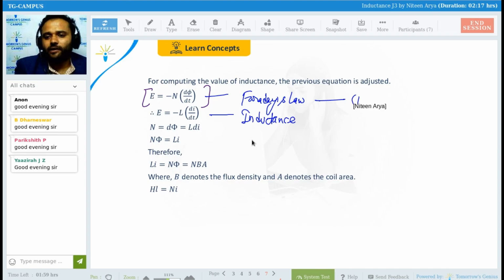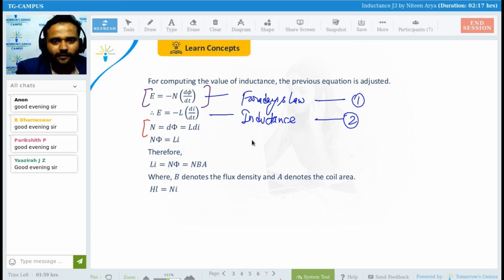So equating equation 1 and 2, N dφ equals L di. The negative sign is not written correctly here. Comparing equation 1 and 2 from the right hand side and left hand side, the EMF, N dφ and L di, and 1 by dt is removed. So N dφ equals L di, which means the product of the number of turns and the change in flux is equal to the inductance times the change in current.